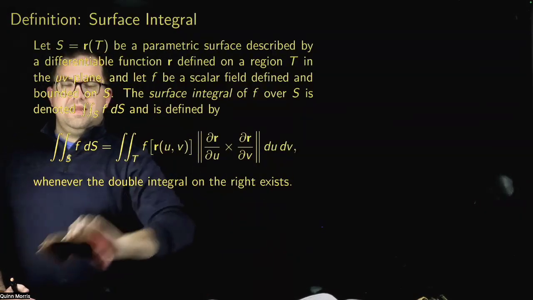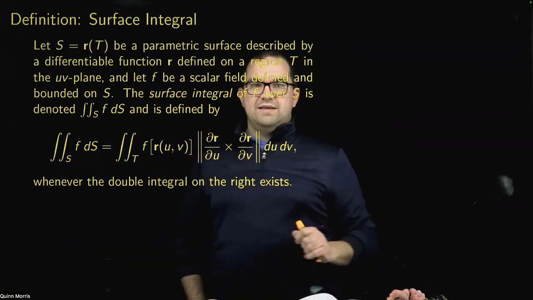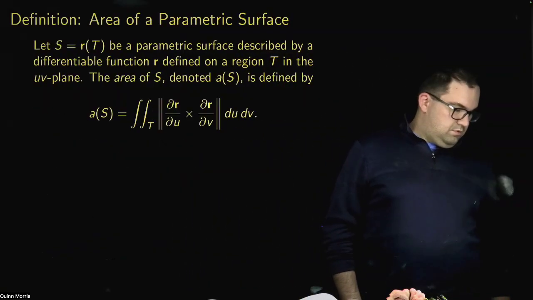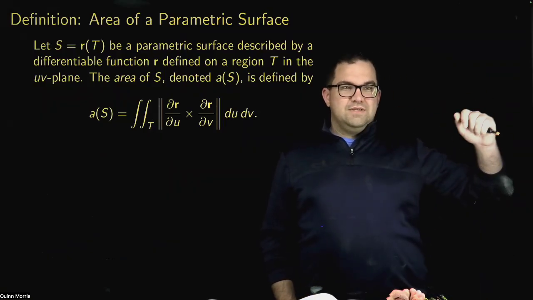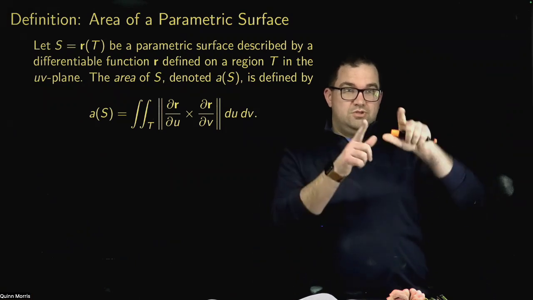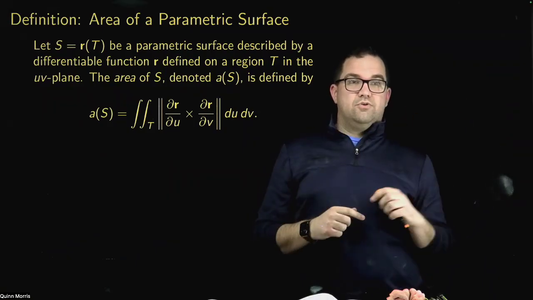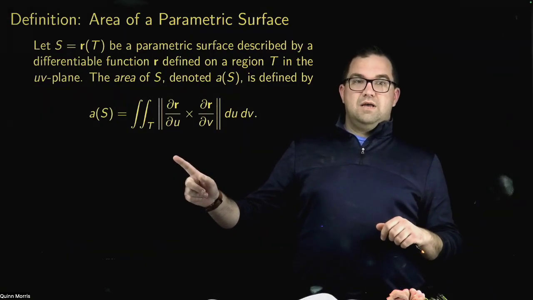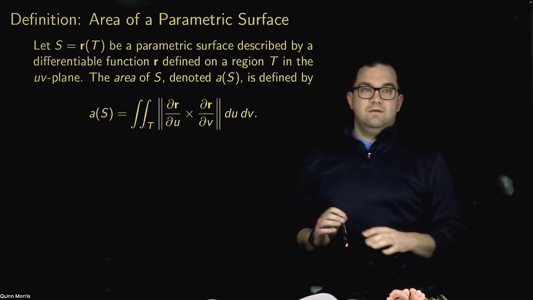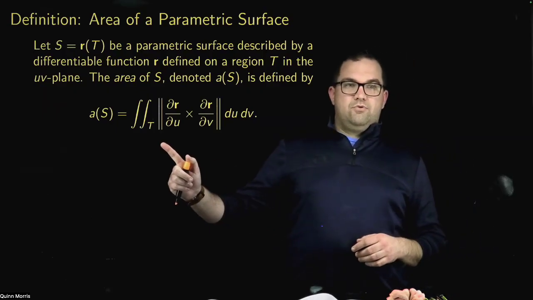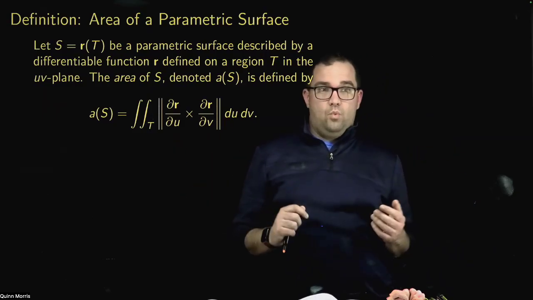Now, an immediate consequence of this is, if you just took this function f and replaced it by the constant 1, what you get is the area of the surface. If you weight each point on the surface equally, then you just get all those little surface elements added together, which are really just giving you the surface area. So if you replace that f by 1, that gives you the area of the surface, which we could call A of S, which is just the double integral over T of the norm of this fundamental vector product. Again, you've just replaced that f with the constant function 1.